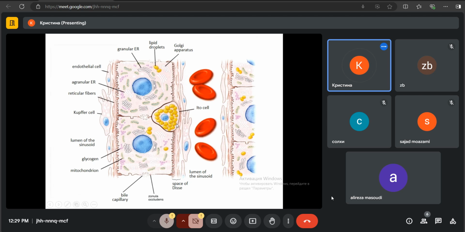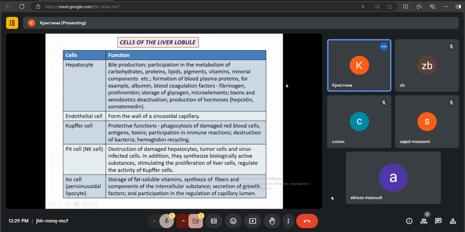In this picture, we see the Ito cell, which stores the lipid in lipid droplets and also the lipid-soluble vitamins. Here in this slide, there are all the cells with their functions. You should learn this information.